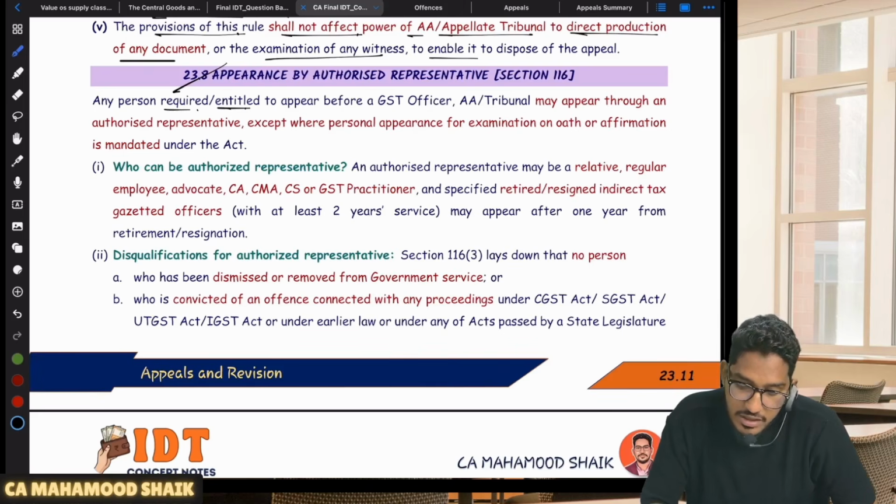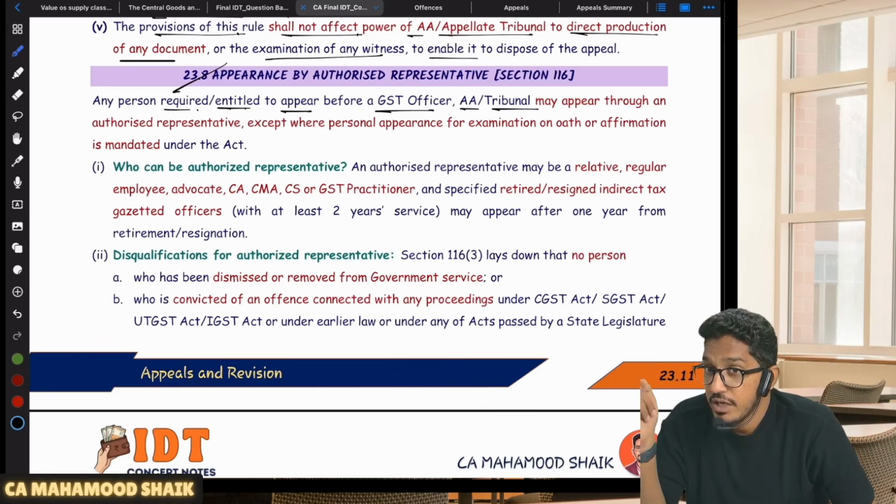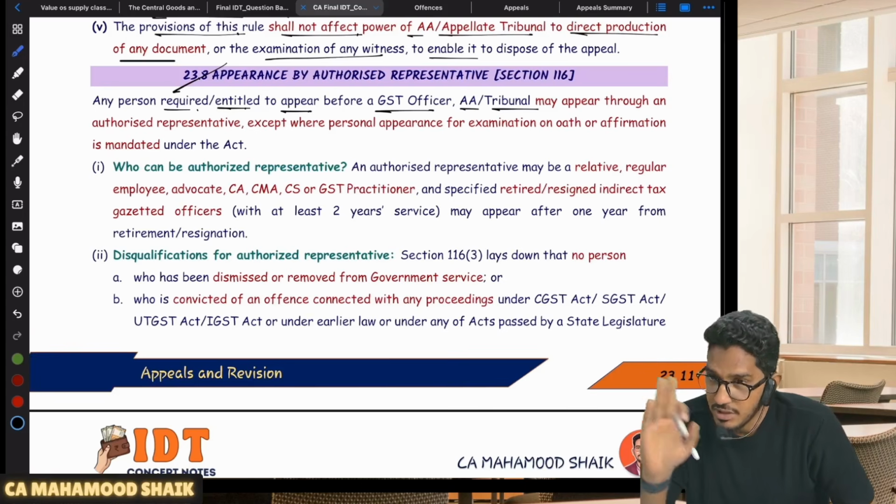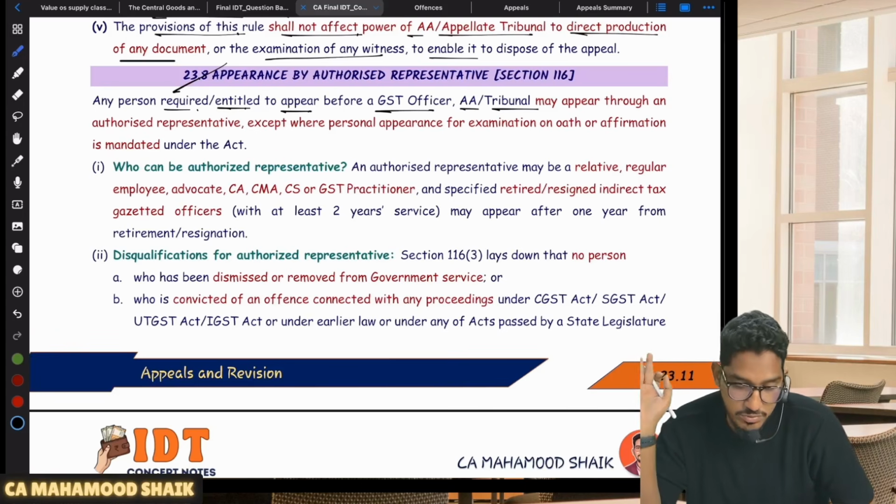Any person required or entitled to appear before a GST officer, appellate authority or tribunal. They're not saying High Court, Supreme Court here. Why? Because in High Court and Supreme Court only an advocate can appear. They come under judicial proceedings. There you can't say I will send my relative, my driver will come, my employee will come, my CA will come. They will not accept. Only an advocate has to go in case of High Court and Supreme Court.